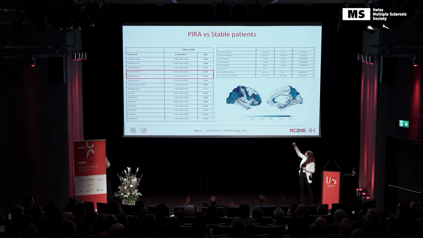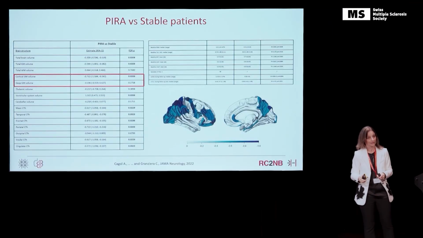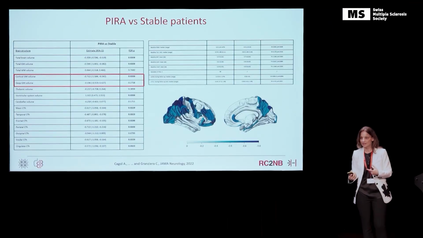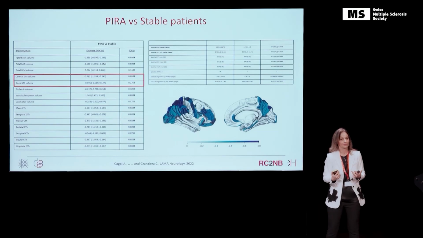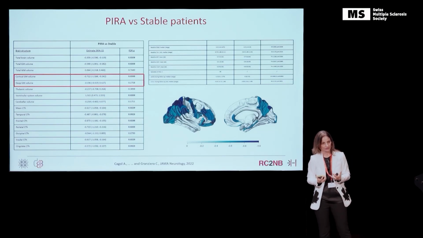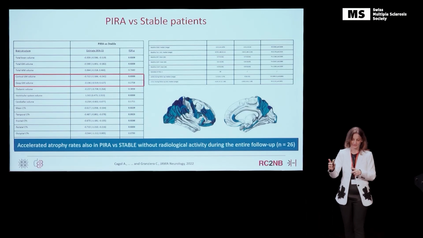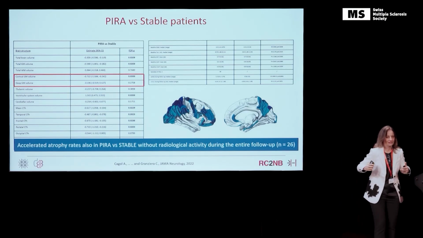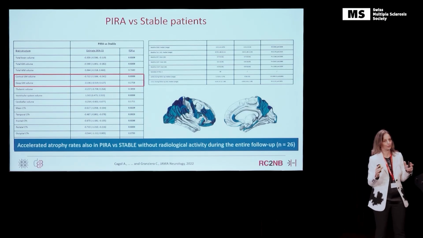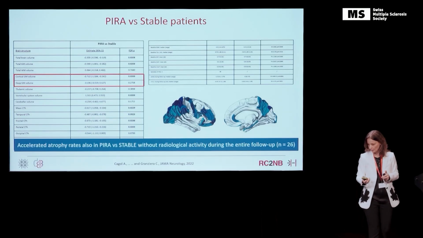But if you look at the comparison between PIRA and stable patients, it's much more blue, and only in the cortex. Again, telling us that in vivo, in a MS patient, this cortex damage is very important. And this holds true even, that's a reviewer who asked us this, even if you consider the subgroup of patients without any radiological activity, not only the clinical one.